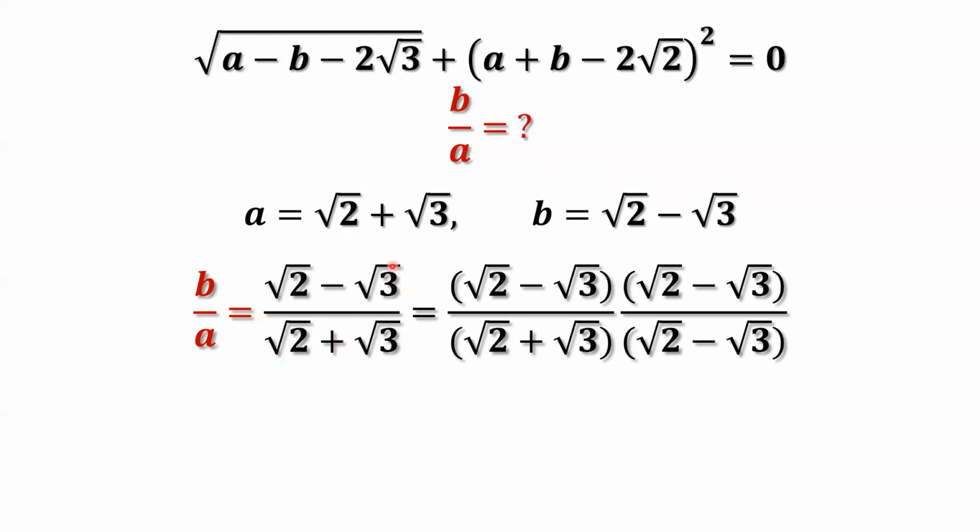This is the answer, but your high school teacher may ask you to get rid of the root sign from the denominator. How to do that? Both numerator and denominator times the conjugate of the denominator. The conjugate of the denominator is what? Square root of 2 minus, instead of plus, square root of 3. So here, both numerator and denominator times square root of 2 minus square root of 3.